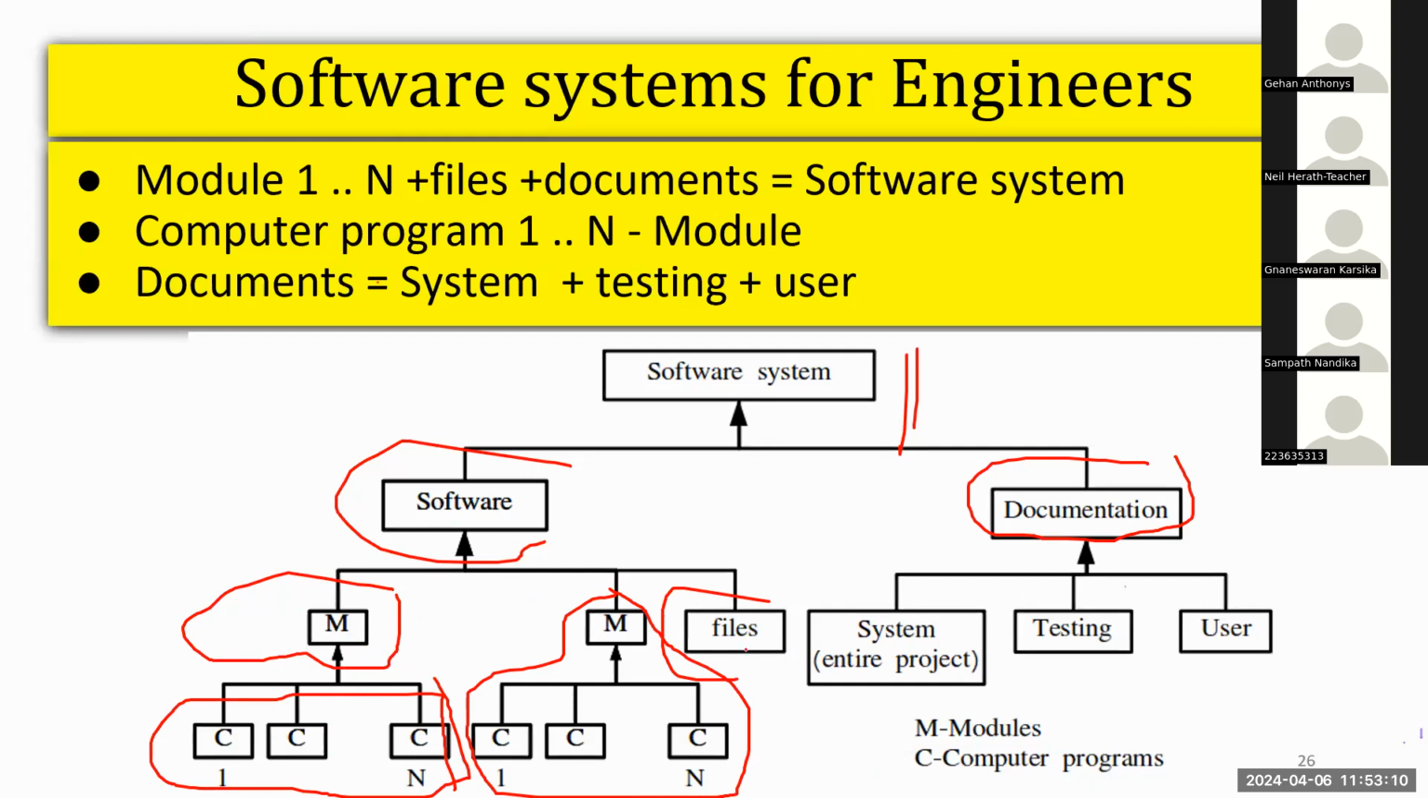And not only that part, the right-hand side, the documentation, is also very important when you are doing a massive project. If you go to industry, or even if you are not in industry, even when you are doing your academic coursework, you need to do the documentation as well. In the documentation, you can read about the system, what the project is, the testing, how you test, and what users use that particular system. So all of the software plus documentation we call the software system.